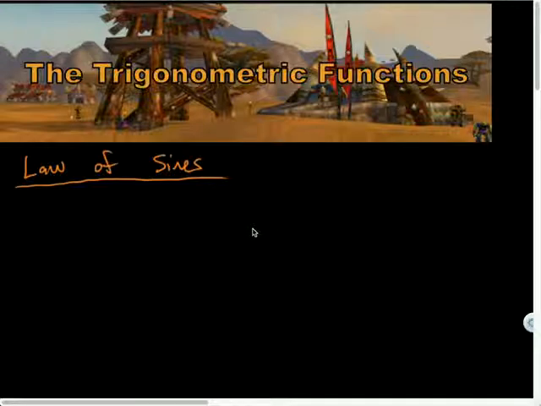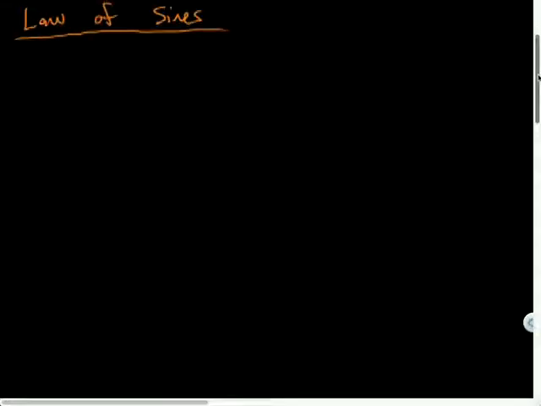We're going to talk about the law of sines, which is a technique for solving non-right triangles. Not every non-right triangle can be solved with the law of sines; we'll use another technique for some of the other ones. But today we're going to talk about solving non-right triangles, obtuse, acute, etc.